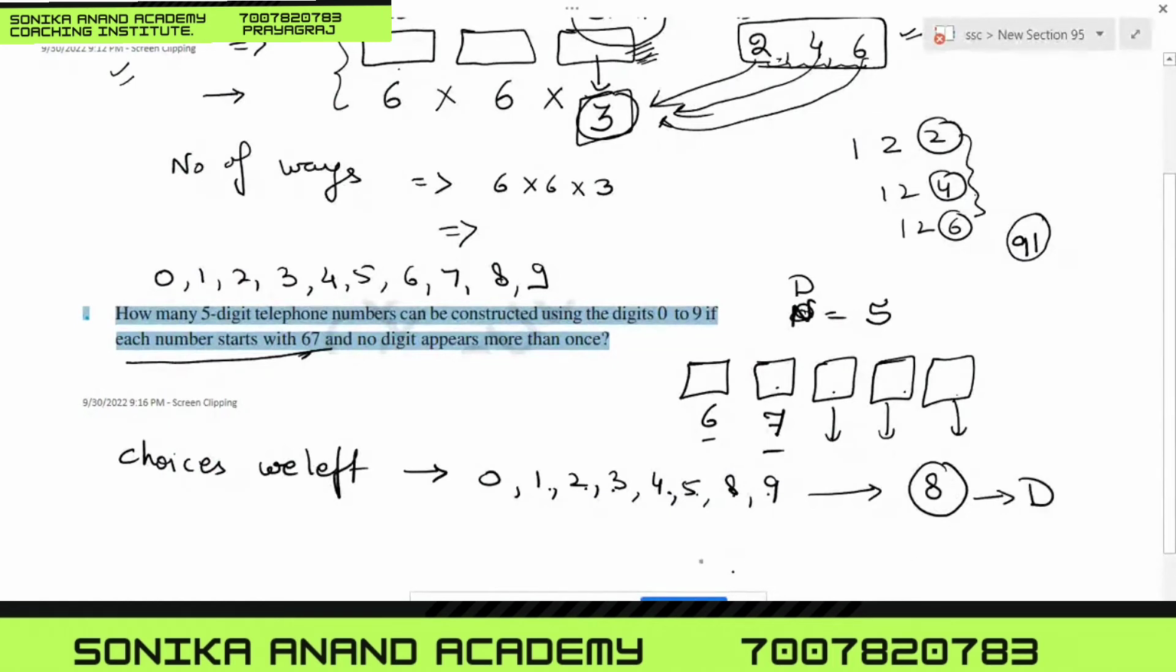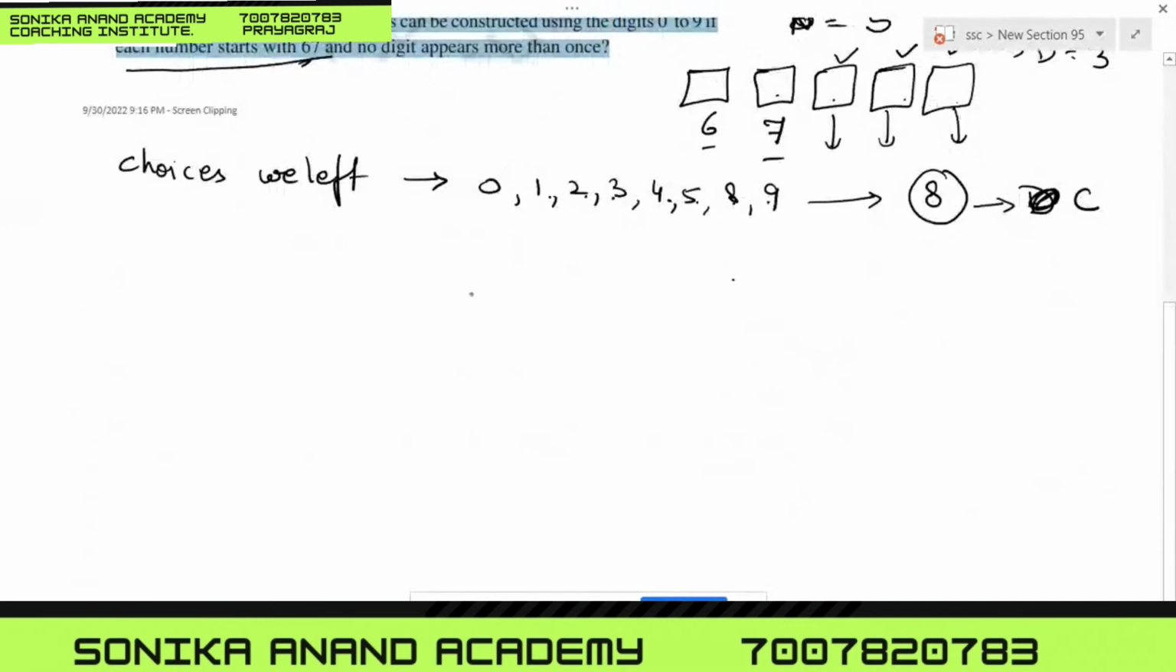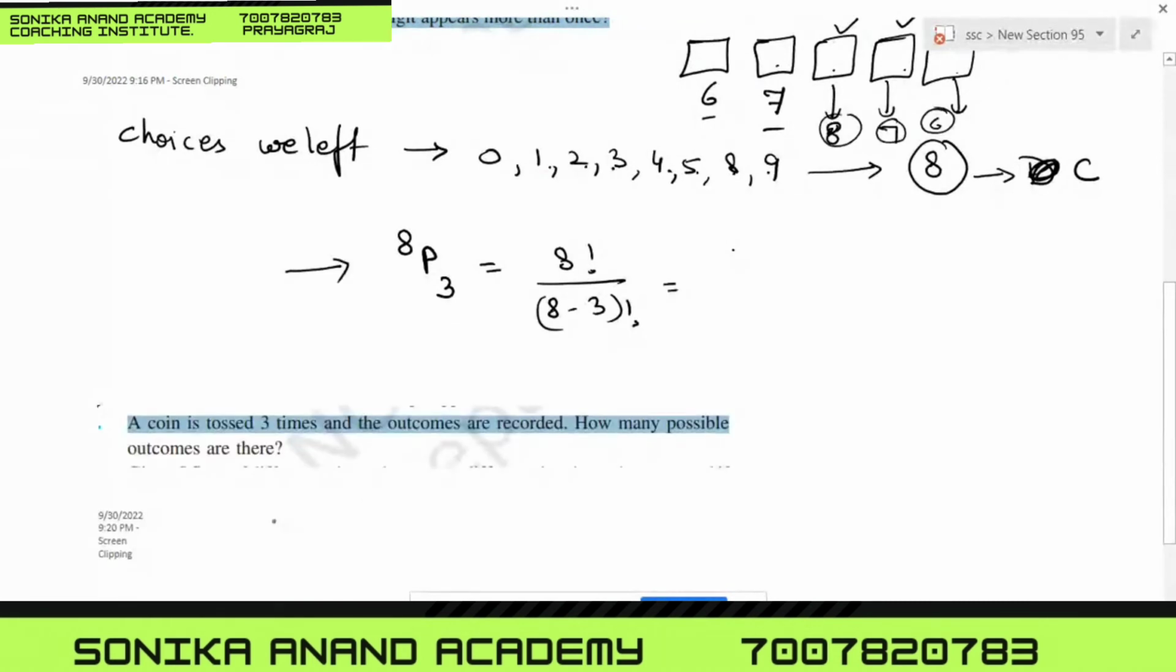Digits, and how many places do we have? That means it is the choice. How many digits do we have to fill? 3. So can I use the permutation? Yes, ma'am, we can. 8P3. Just solve and tell me.